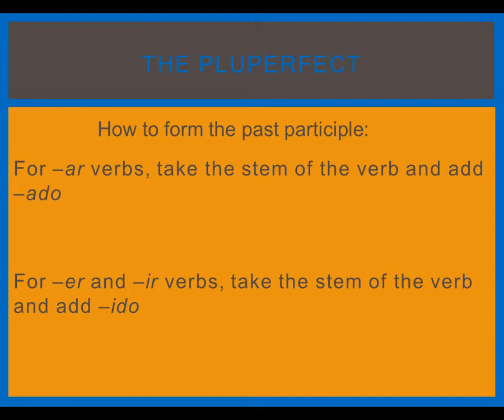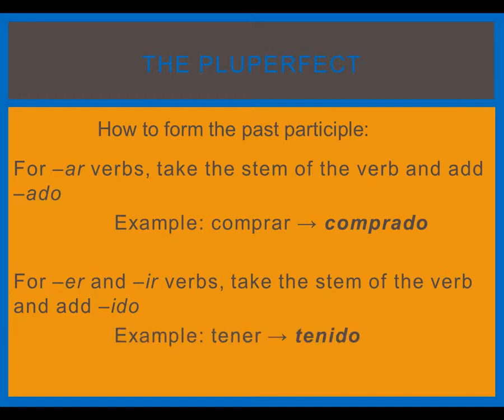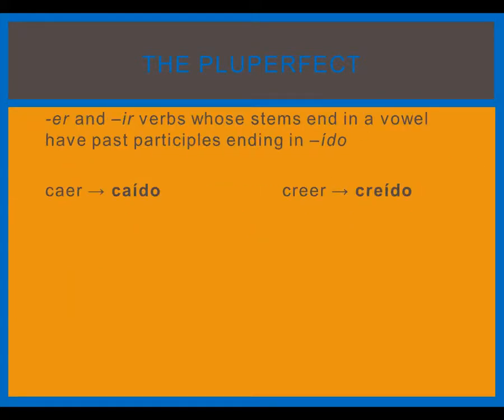And the way you form the past participle in Spanish, for AR verbs, you simply take off the AR, which leaves the stem of the verb, and to the stem you add ado. And to the stem of ER and IR verbs, you add ido. These are irregular because of an accent mark, although they do follow the same pattern as the regular verbs.